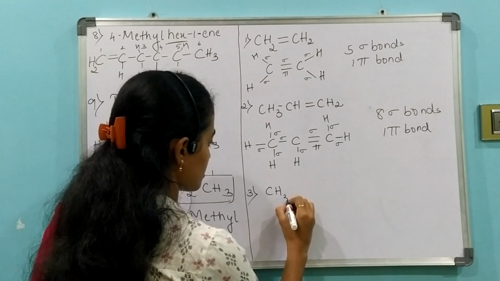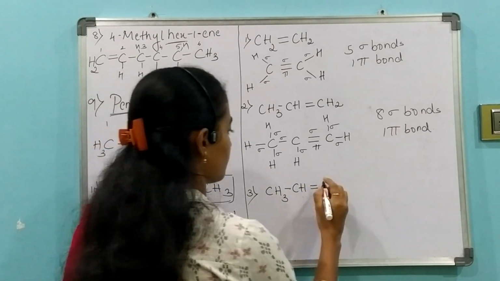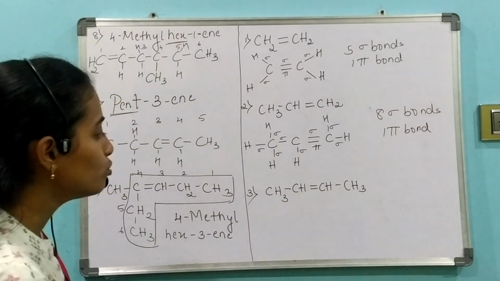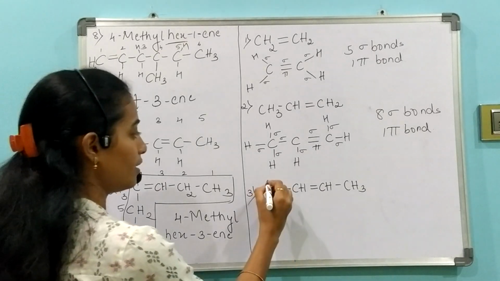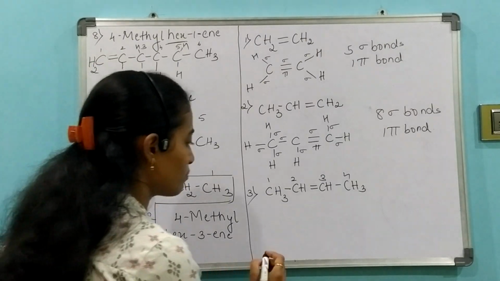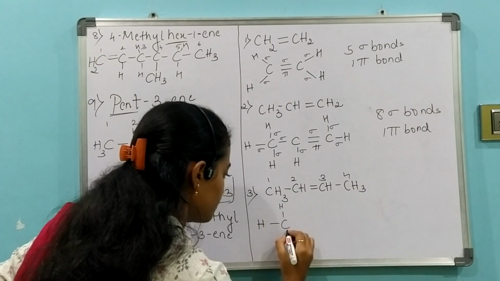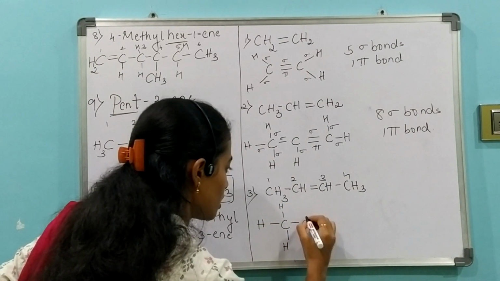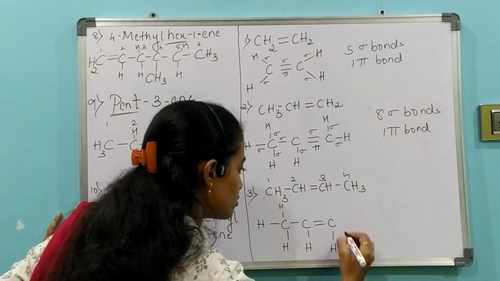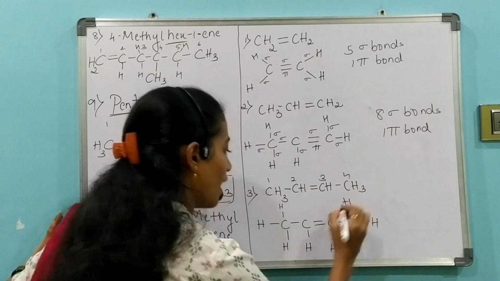What was it? Let us take but-2-ene. Correct? It is but-2-ene. In this, try to calculate the number of sigma and pi bonds. First, write the structure. Carbon with 3 hydrogens here. Carbon with 3 hydrogens. Carbon with single hydrogen and double bond carbon with single hydrogen. And the terminal carbon with the 3 hydrogens.